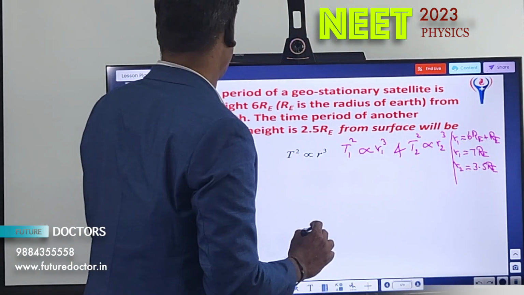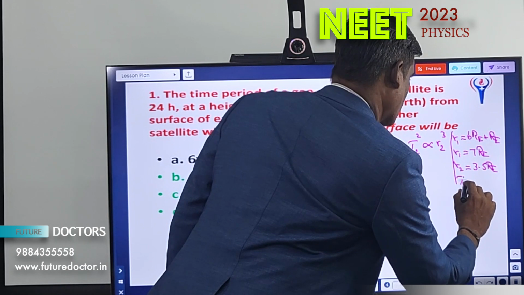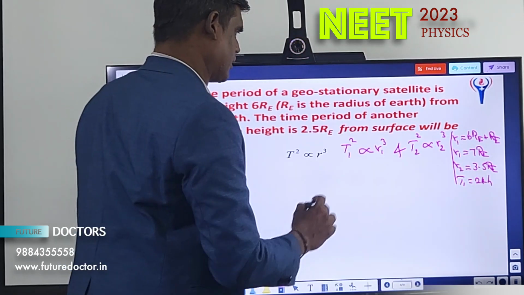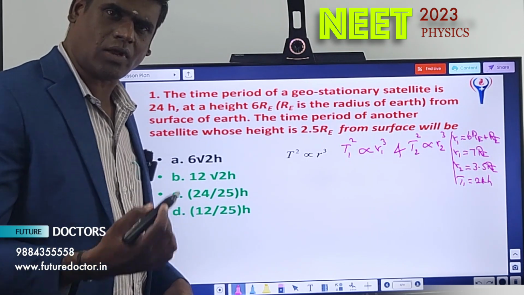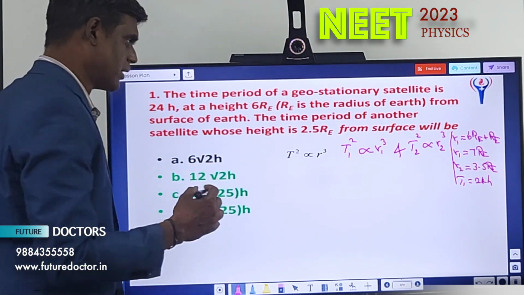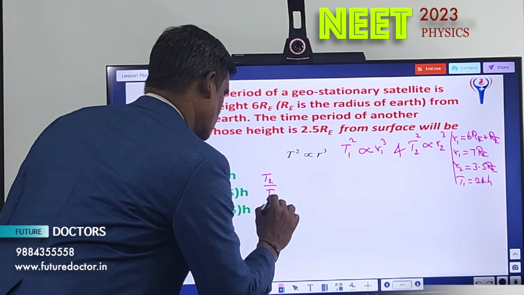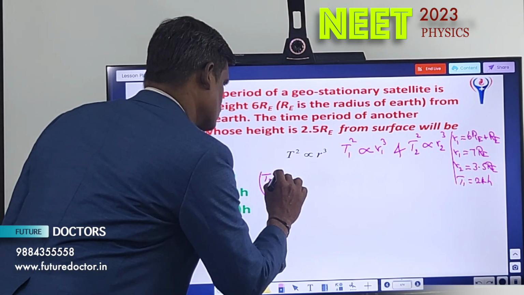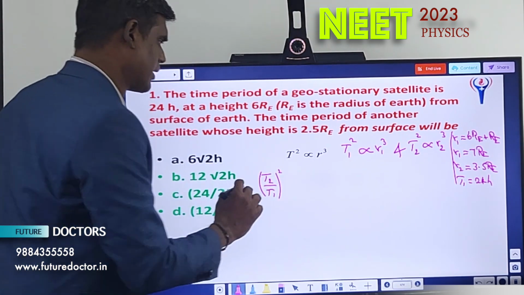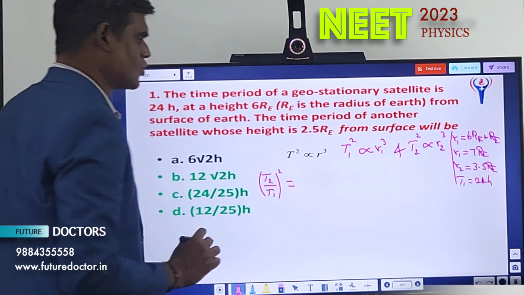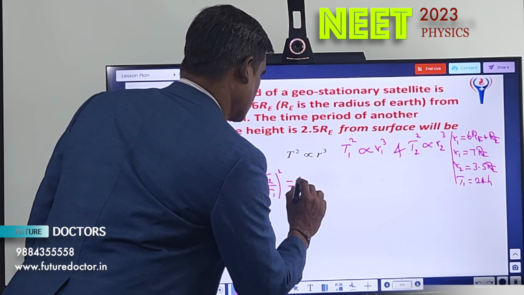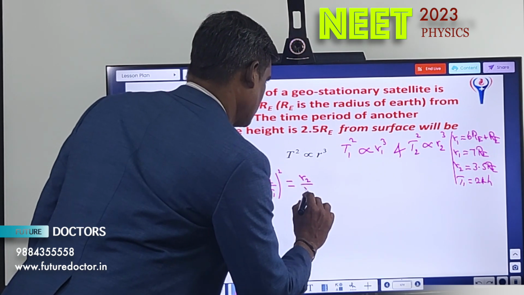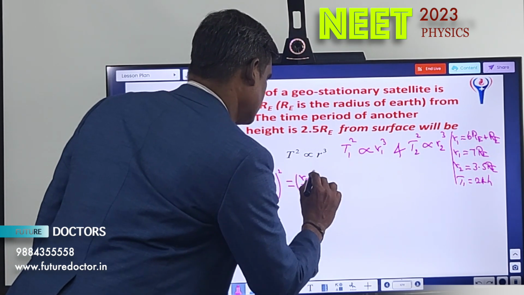And what's the other given data? Time period T1 is given as 24 hours. Then you want to find the time period of another satellite, so T2 by T1 we want to find. T2 by T1 whole squared, that is T2 squared by T1 squared. By taking the ratio, proportionality changes to equality, equal to R2 cubed by R1 cubed, that is R2 by R1 whole power 3.